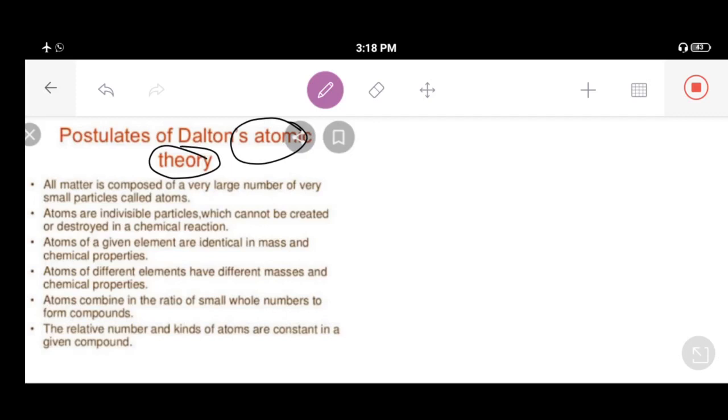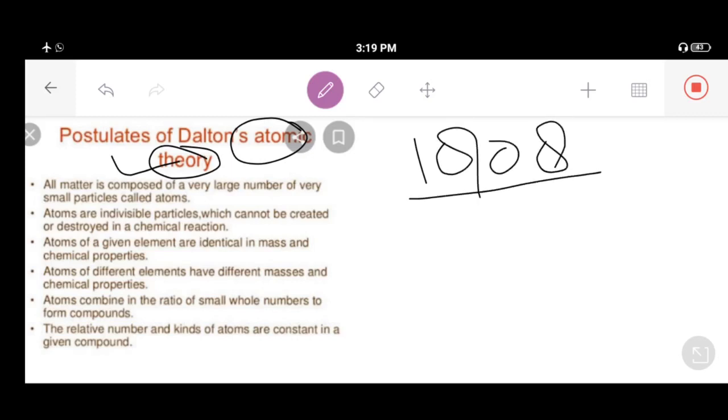We discussed certain postulates regarding John Dalton's atomic theory. The first postulate was that all matter is composed of very small particles, and we call those small indivisible particles atoms. He gave the concept of the atom. So John Dalton proposed this atomic theory in 1808. The first postulate is that every single matter you see around you is made up of smallest indivisible particles, and these smallest indivisible particles John Dalton called atoms.